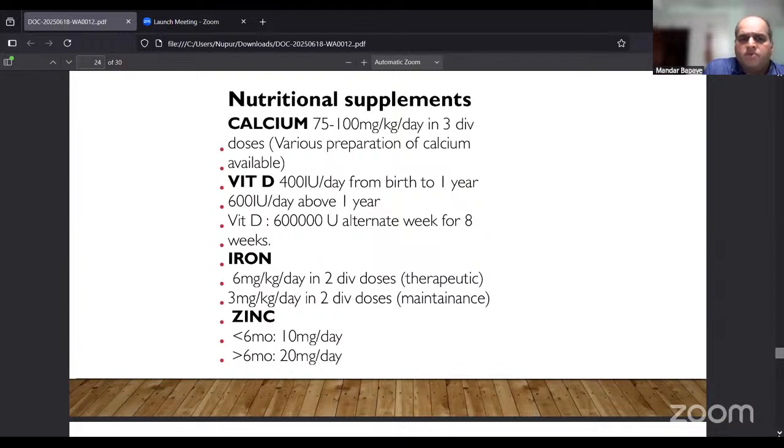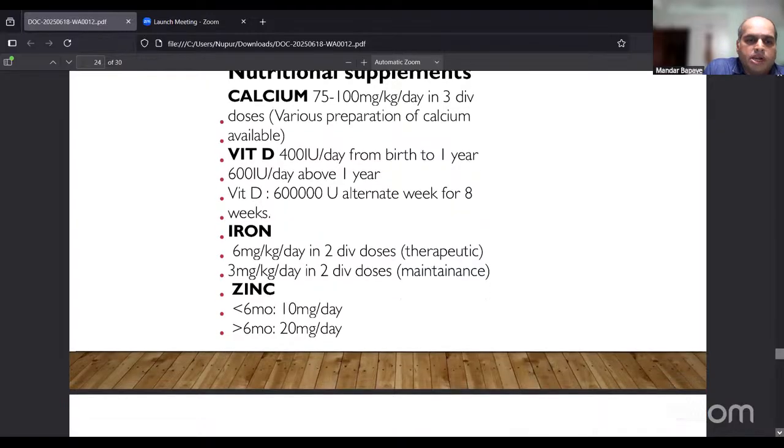The zinc is given in two conditions. One is acute diarrhea and second is LRTI. For less than 6 months, the dose is 10 milligram per day. More than 6 months, the dose is 20 milligram per day. And zinc is given for 14 days.